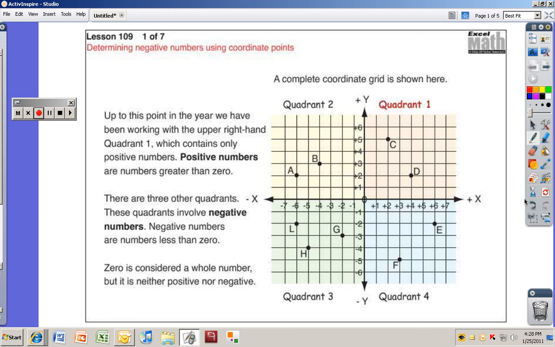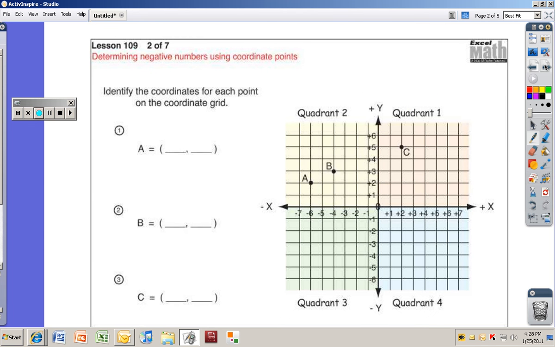Up to this point in the year, we have been working with the upper right quadrant, quadrant 1, right over here, which contains only positive numbers. Positive numbers are greater than 0. Good. There are 3 other quadrants. These quadrants involve negative numbers. Negative numbers are less than 0. 0 is considered a whole number, but is neither positive nor negative. 0 is right here in the middle, where the x and y axes cross each other. So that's not too tough so far.